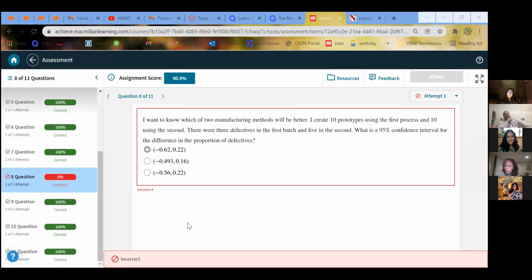I want to know which of two manufacturing methods will be better. I create 10 prototypes in the first and 10 for the second. There were 3 defectives in the first batch, which means my p hat for the first batch is 3 out of 10, and 5 out of 10 for the second. However, this is a very small sample size, correct?